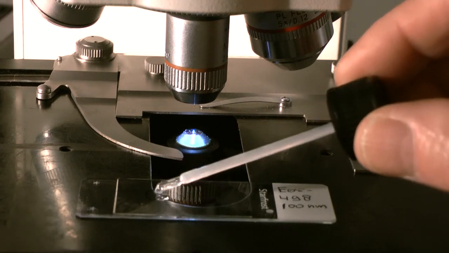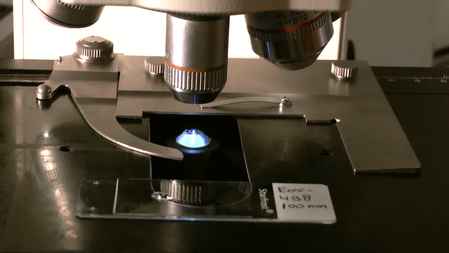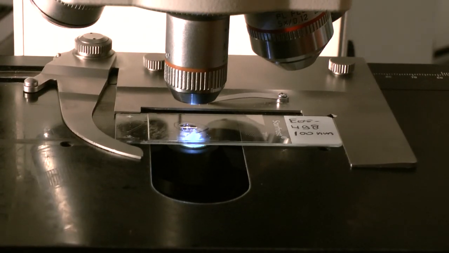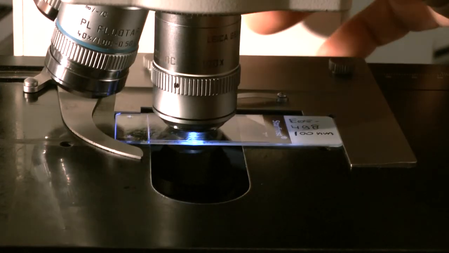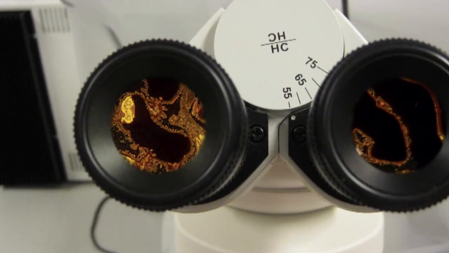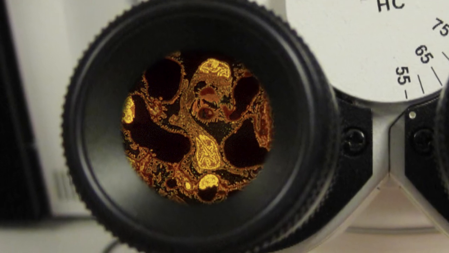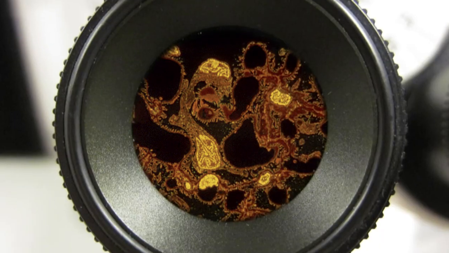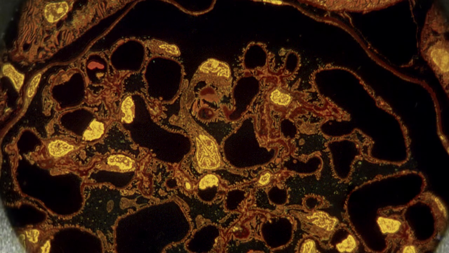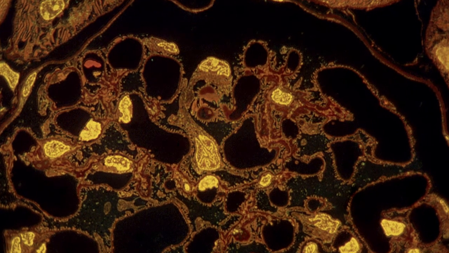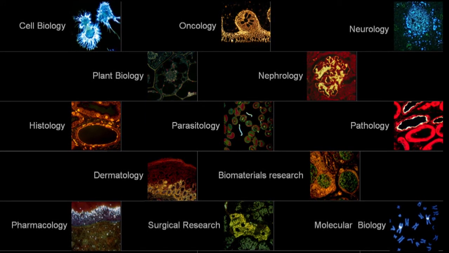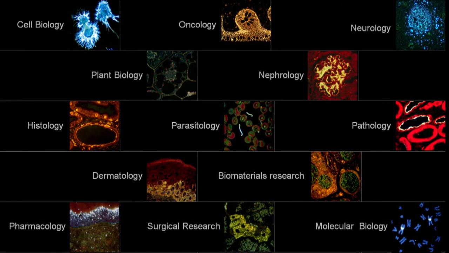Put a drop of immersion oil on the specimen and center it, using a low magnification objective. Change to the anti-flex objective, locate the specimen and focus. Here we show many types of RCM applications and disciplines in which RCM has been used.